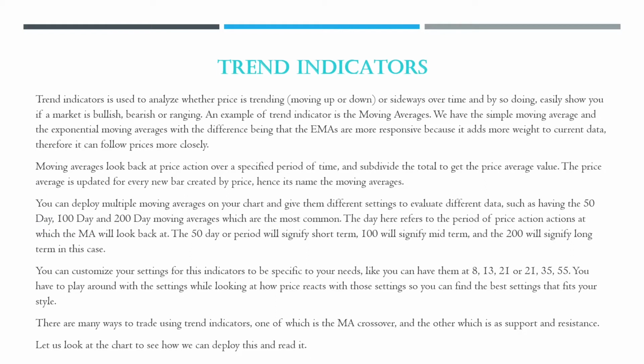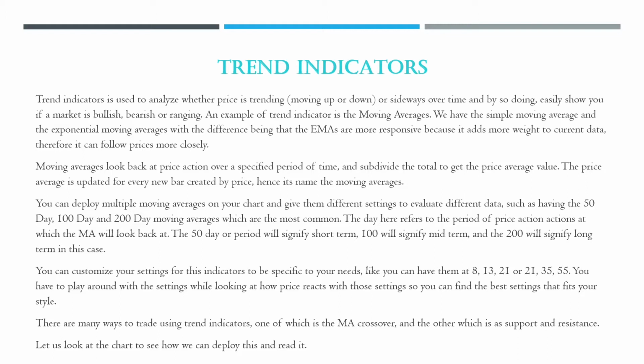So we have trend indicators. Trend indicators are used to analyze whether price is trending, as in moving up or down, rallying or dumping, or sideways over time. And by so doing, easily show you if a market is bullish, bearish, or ranging. An example of a trend indicator is the moving averages.